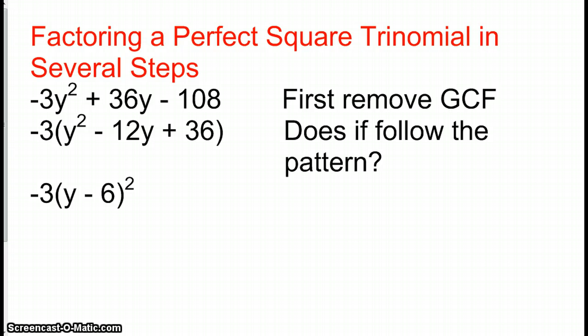Then look to see if it follows the pattern. Now if it doesn't, you can always factor it the way we have been factoring. But if it follows a pattern, it makes it really easy. In this case, it does, because the middle term is 2 times the square root of the first times the square root of the second. That's 2 times y times 6. So we can just say that it's negative 3 times the quantity y minus 6 squared.